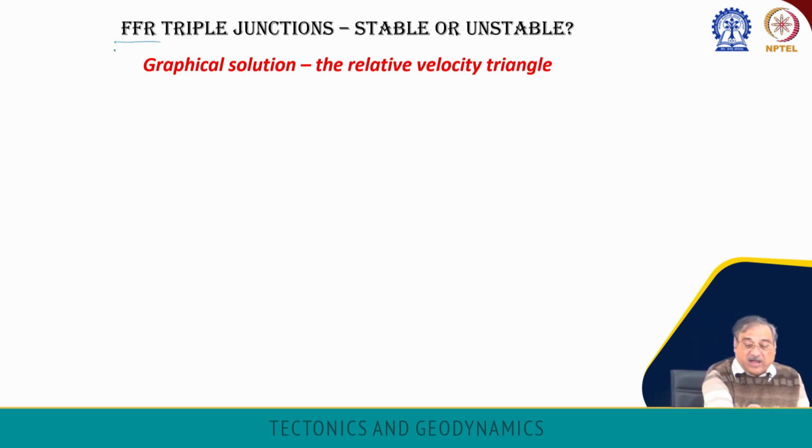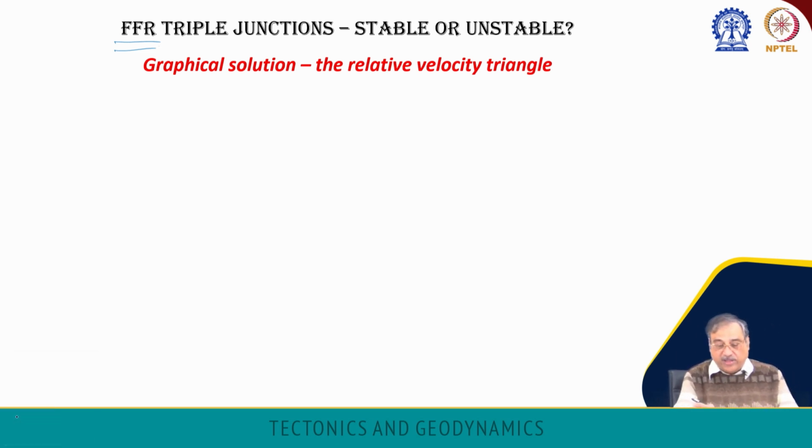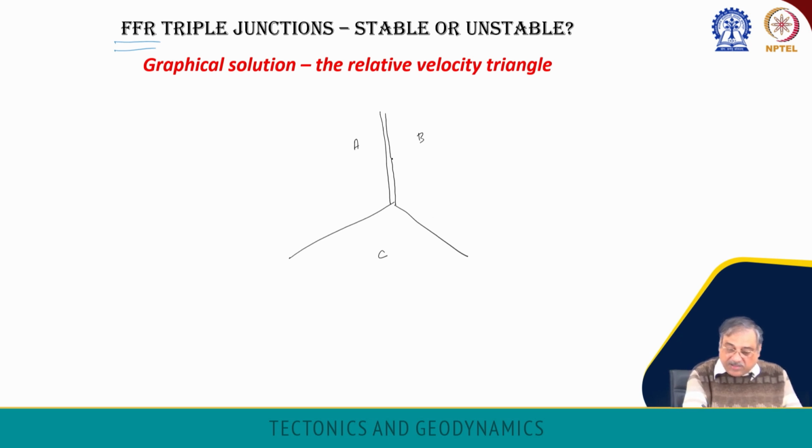Let's take a triple junction which is an FFR triple junction. Once again, let's use the black color to draw in the line. An FFR means you have two transform faults and a ridge. So let's consider a ridge which is oriented north-south. Let us say this is plate A and this is plate B, and let's say that we have a plate C here, and the boundaries between plates B and C. Let us say that the spreading is orthogonal, so it is orthogonal this way.